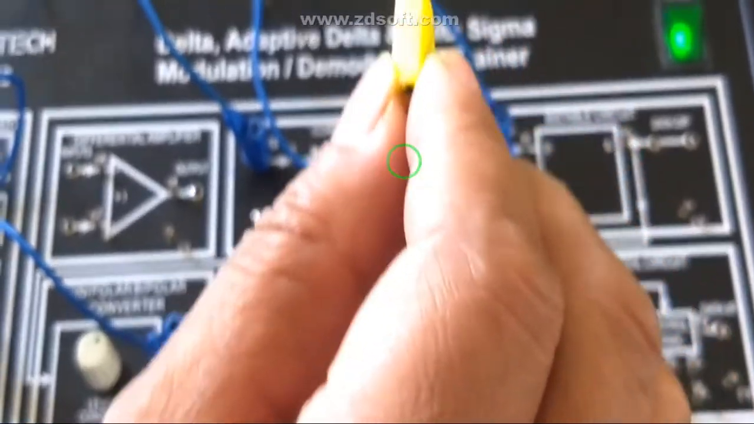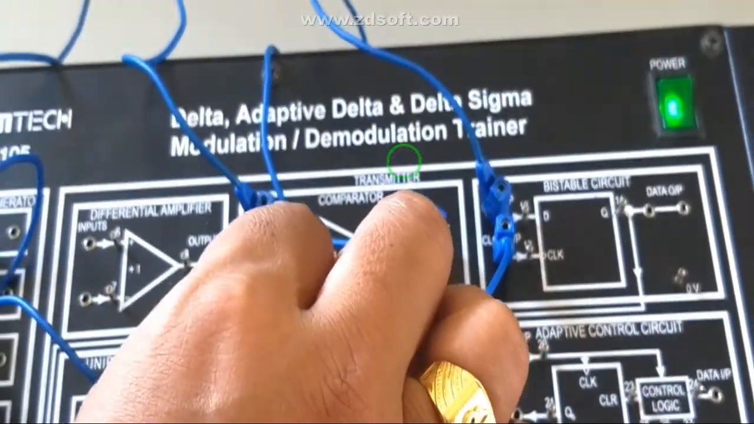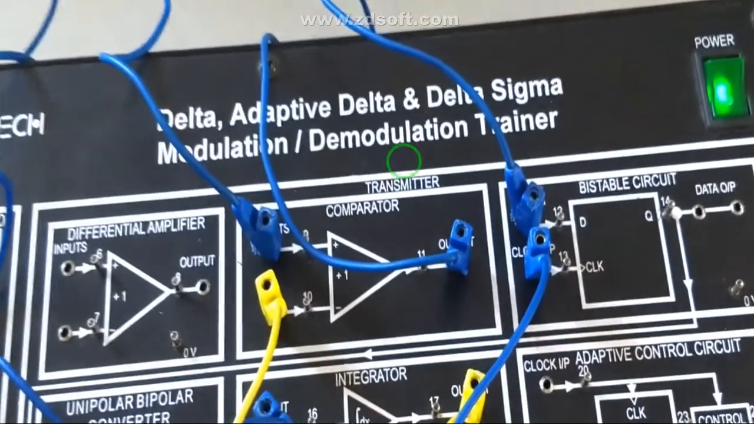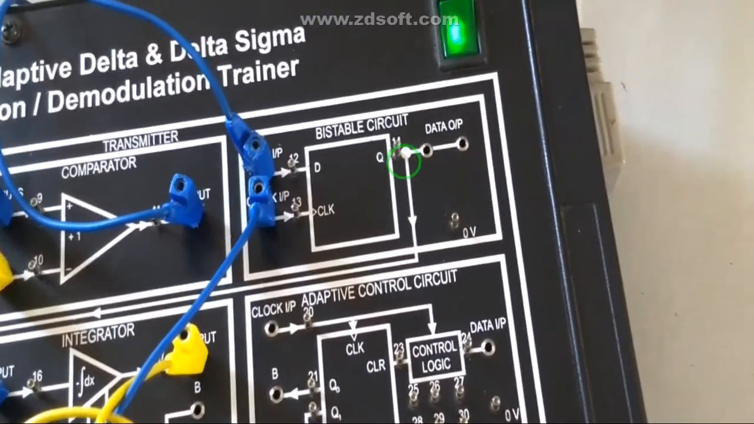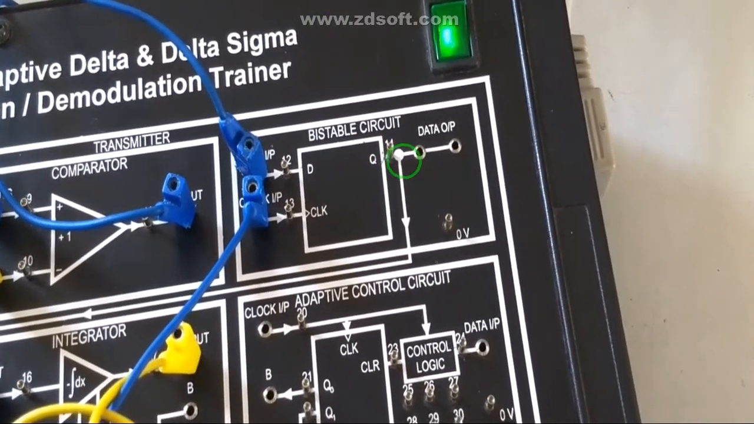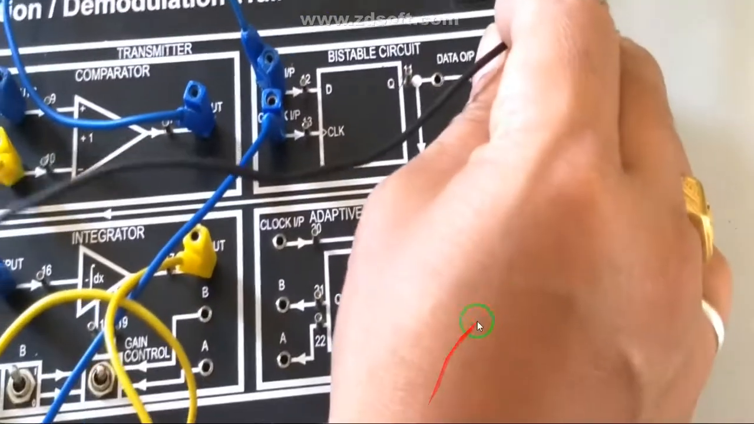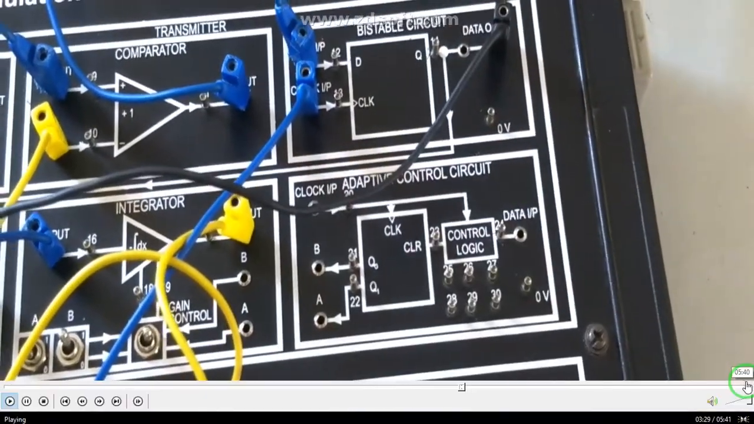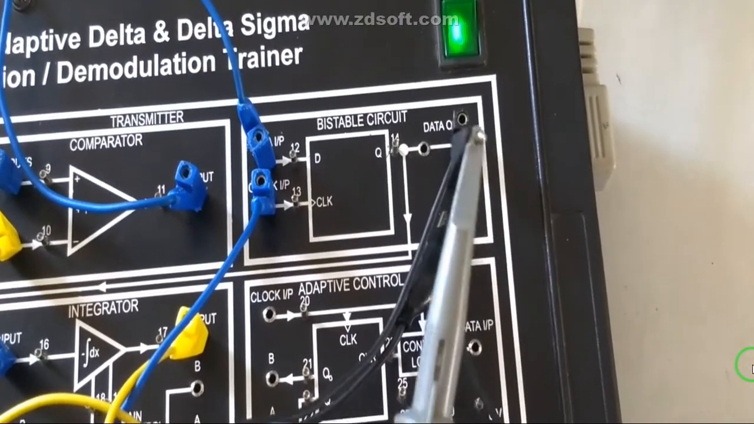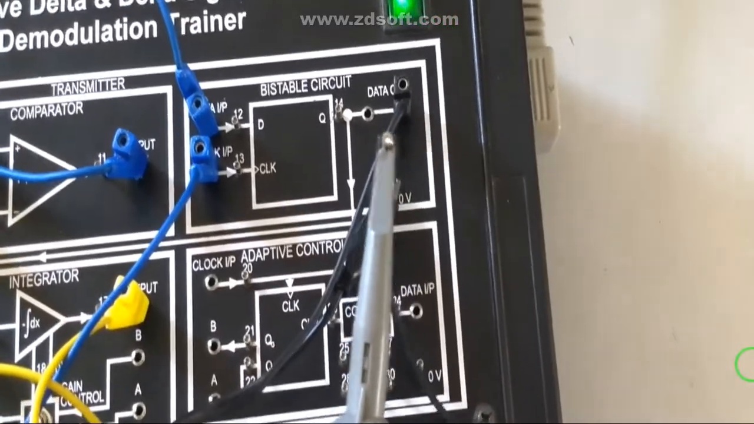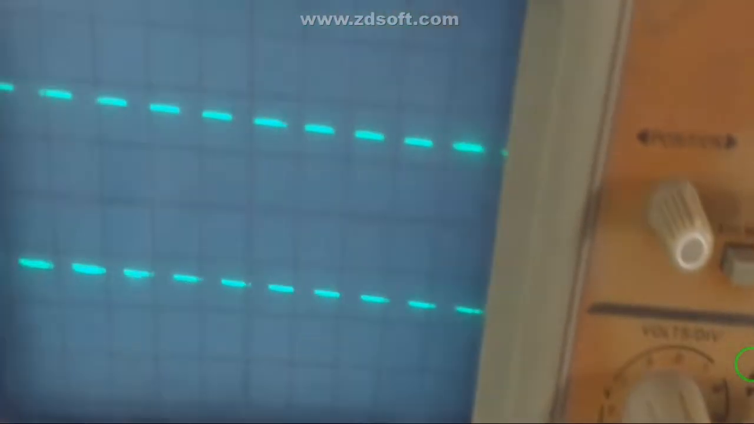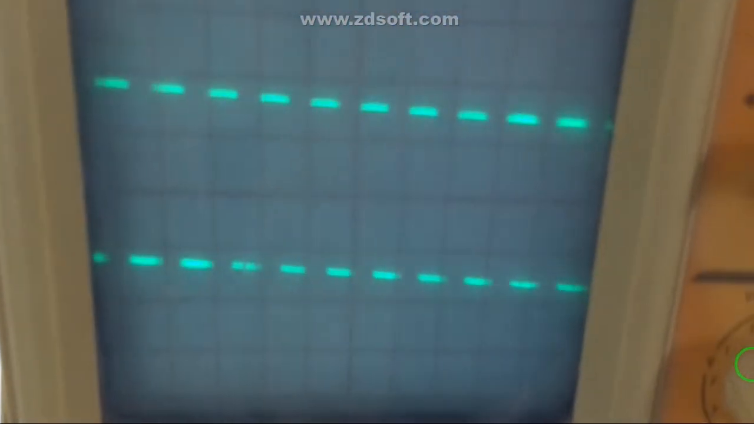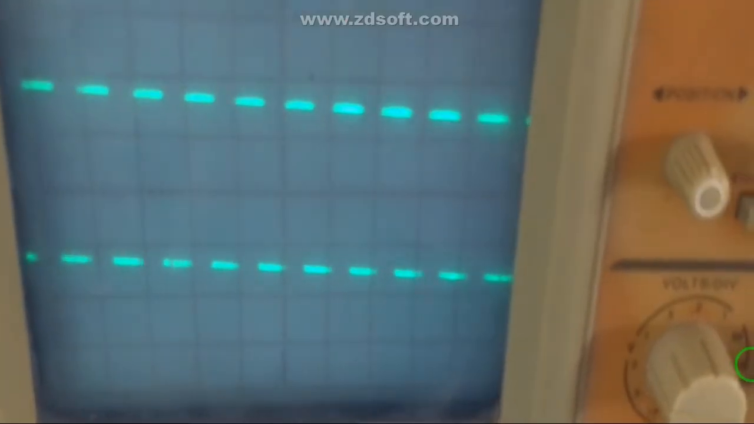Now I am going to connect the output of this integrator to the negative terminal of this comparator. So now we are going to observe the output of your DM wave, that is delta modulation wave. Now we are observing the data output, that is a DM wave on your CRO. So this is the data output.